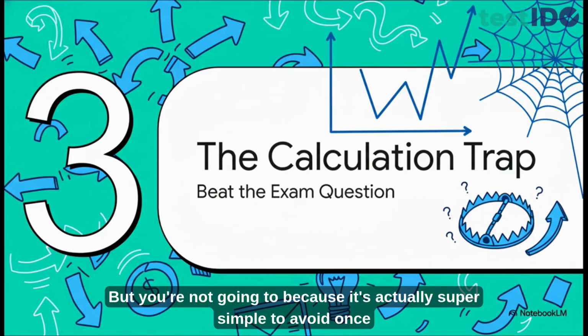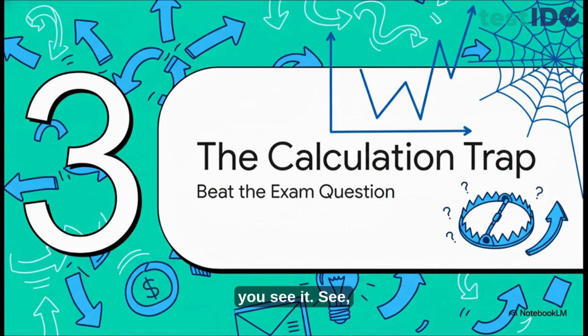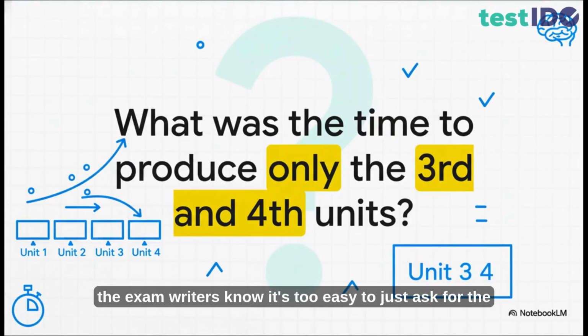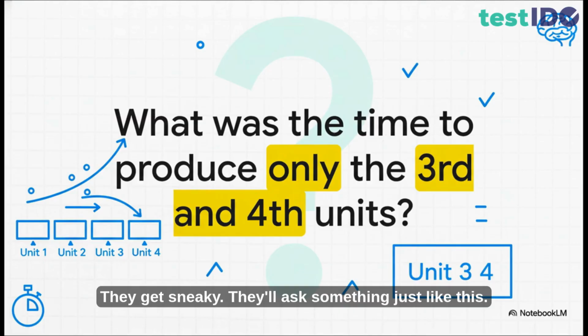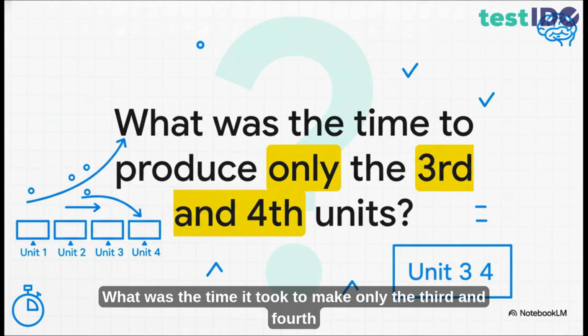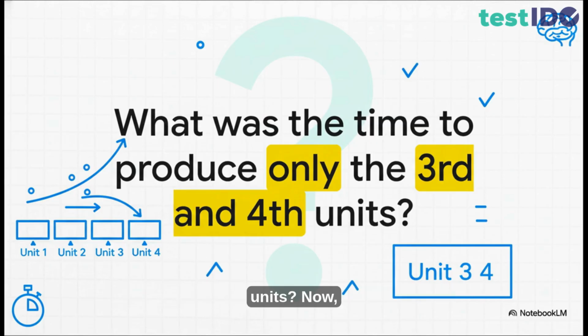But you're not going to, because it's actually super simple to avoid once you see it. See, the exam writers know it's too easy to just ask for the total time for 4 units. They get sneaky. They'll ask something just like this. What was the time it took to make only the 3rd and 4th units?